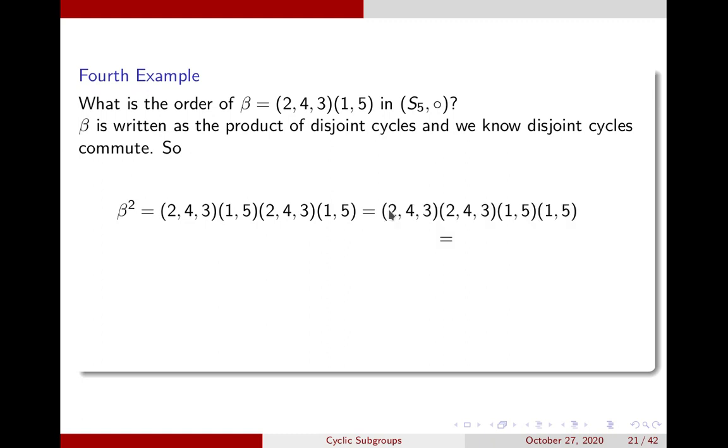This could be rewritten as the cycle (2 4 3) times the cycle (2 4 3) times the cycle (1 5) times the cycle (1 5), which in abbreviated form would be (2 4 3) squared times (1 5) squared. And in general, beta to the n can be written as (2 4 3) to the n times (1 5) to the n. This is a consequence of the fact that disjoint cycles commute.